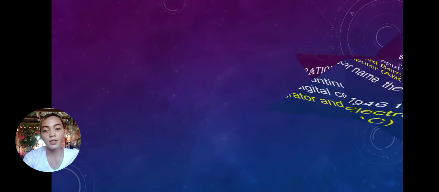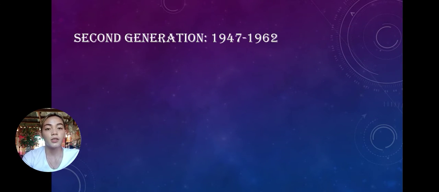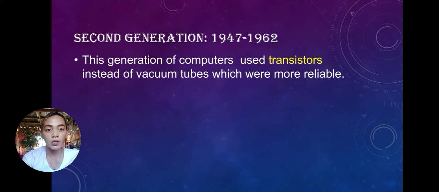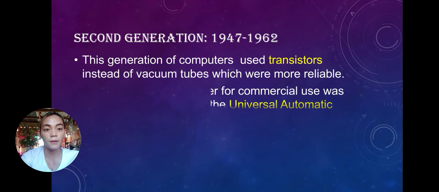So now let's proceed to the second generation. So the second generation was on 1947 up until 1962. So this generation of computers used transistors instead of vacuum tubes, which were more reliable. Siguro nasabtan nato kaganina nga ang computer is nag-anam og ka-improvement as generations pass by. So instead of vacuum tubes, naggamit sila og transistors this time, because it was more reliable than the vacuum tubes.